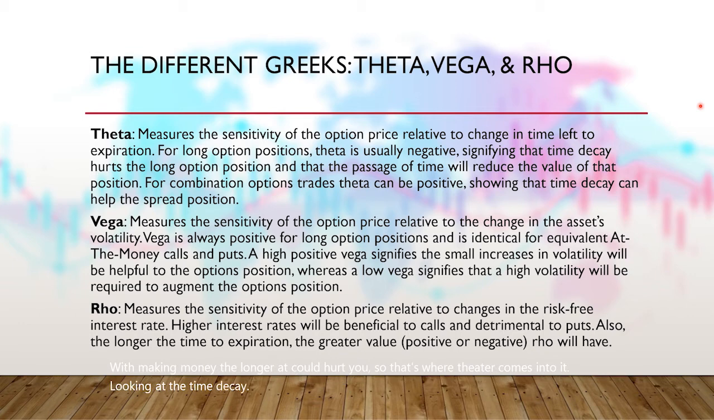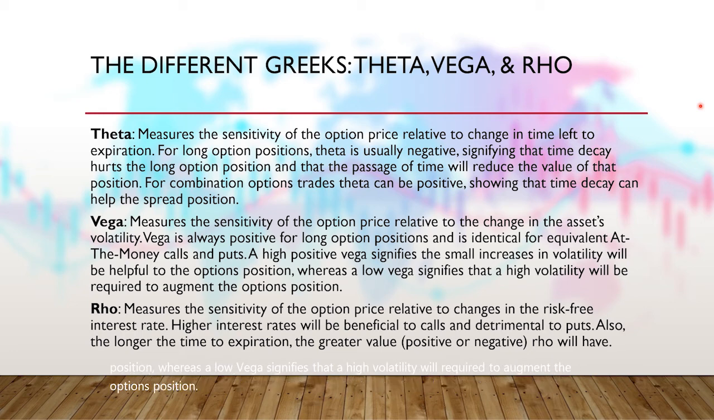Vega measures the sensitivity of the option price relative to change in the asset's volatility. Vega is always positive for long option positions and is identical for the equivalent at-the-money calls and puts. A high positive vega signifies that small increases in volatility will be helpful to the option position, whereas a low vega signifies that a high volatility will be required to augment the option position.